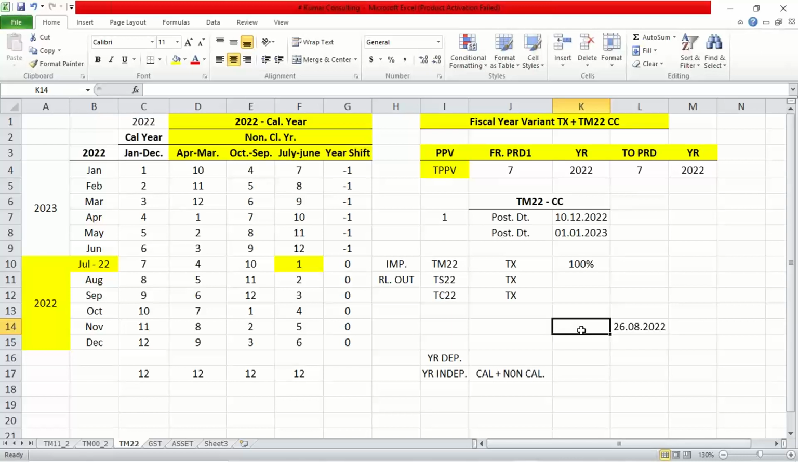Some of you may be a bit confused. Anyway, as I said, don't put much stress, but yes, what is the difference between year dependent and year independent? All calendar and non-calendar years are called year independent. And why? Because the number of periods in a year is fixed, right? And the starting and ending of the periods are the same everywhere. But in year dependent, the starting and ending of the period are not the same, right? As I said, August month is going to start from 28th of July onwards.